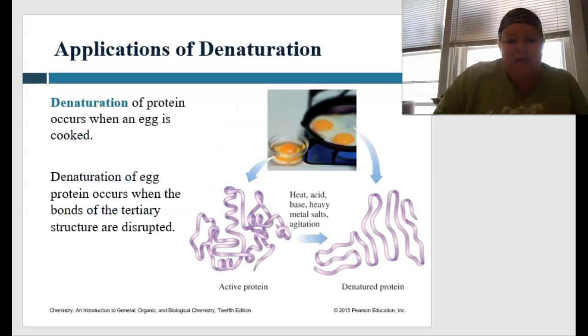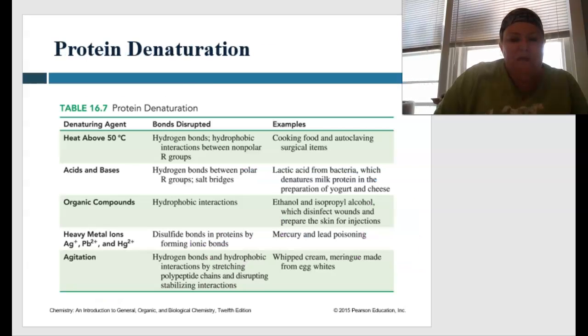So applications of denaturing. Well, denaturing of a protein occurs, for instance, one of the classic ones that they use is going to be when a protein gets cooked. Okay, so we crack an egg into a frying pan. Heat is going to denature those structures. Okay, so the denaturing of an egg protein occurs when the bonds of the tertiary structure are going to be disrupted. So here is a fun little table about how we can denature the different proteins. Okay, so make sure that you bookmark page figure 16.7.